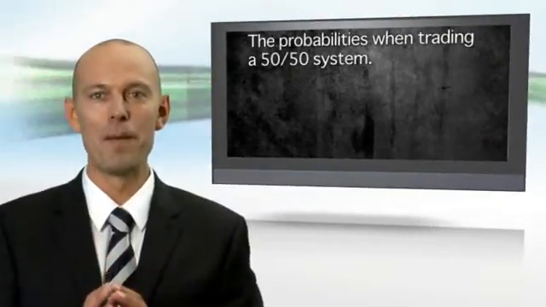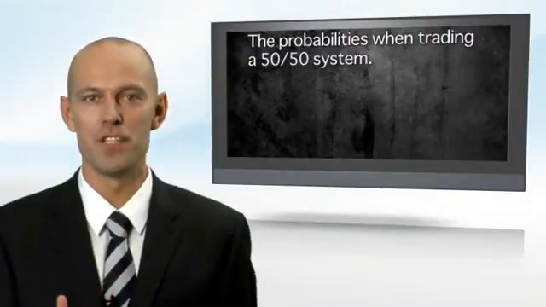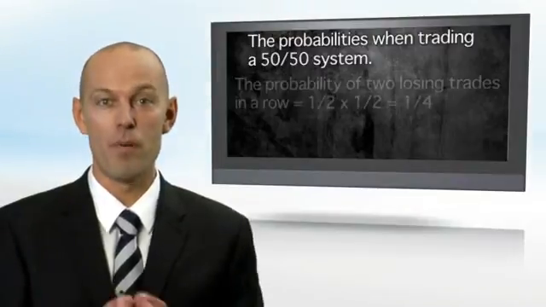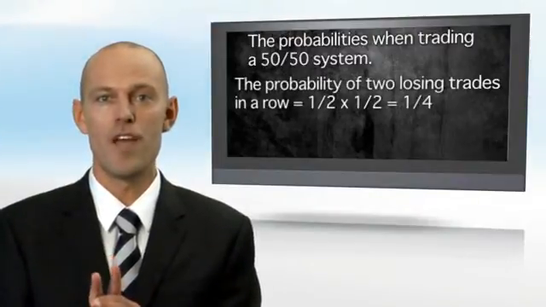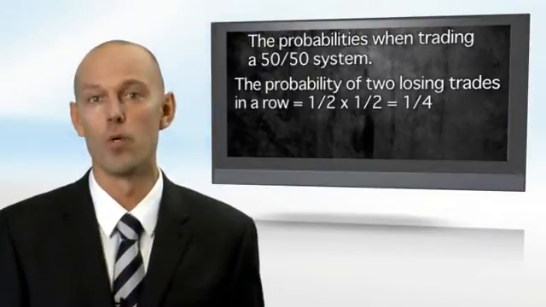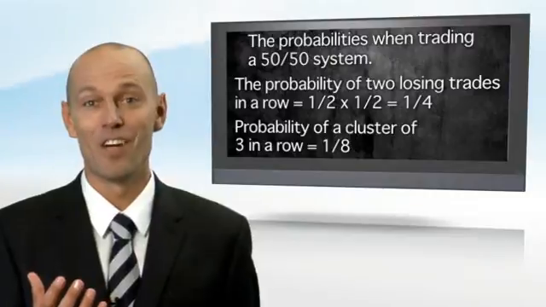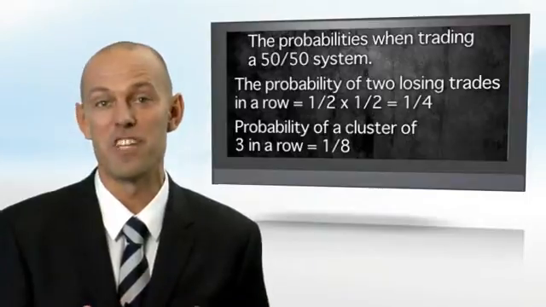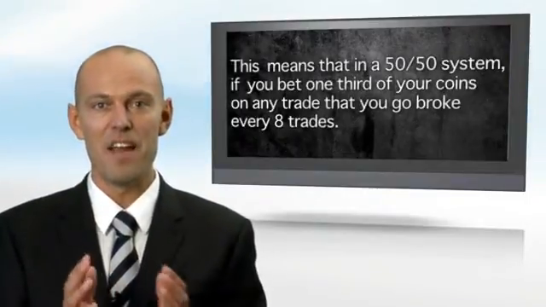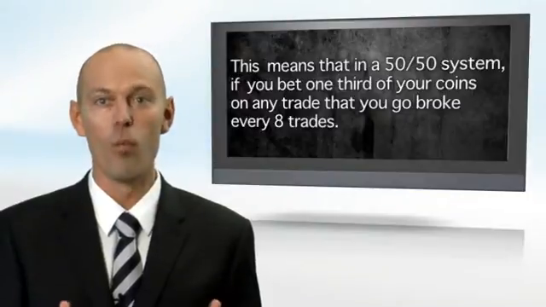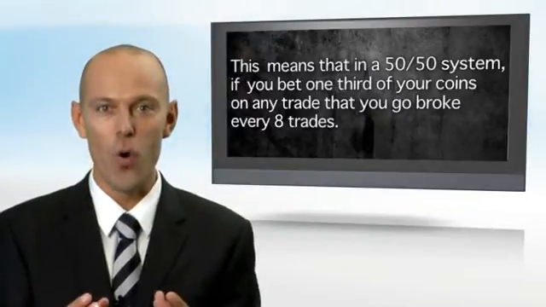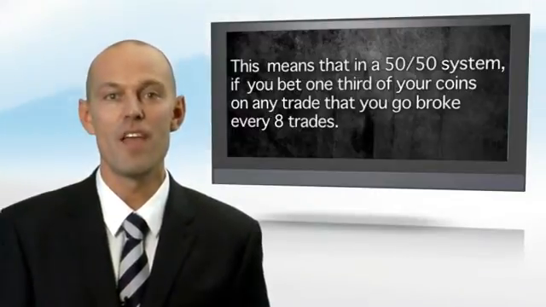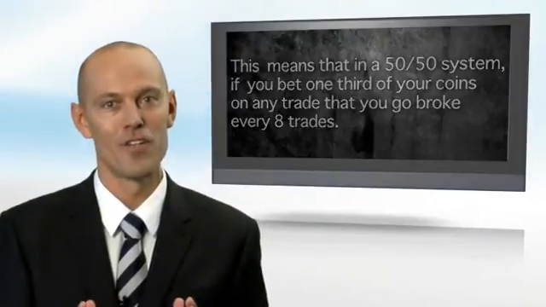Let's take a look at the probabilities when you are trading a 50-50 system. If you have a 50-50 outcome on a positive trade or a negative trade, the probability of 2 losing trades in a row is half times a half or a quarter. The probability of a cluster of 3 bad ones in a row is a half times a half times a half, which is an eighth. This means that in a 50-50 system, if you bet 1/3 of your coins, i.e. of your account size on any one trade, then you will go broke every 8 trades. And that's really not in your interest.